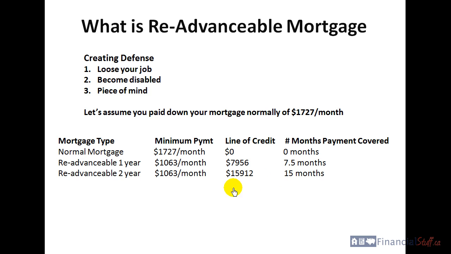At 2 years, again, the minimum payment is still $1,063. Your line of credit, $15,900, and that's 15 months worth of payments covered. Readvanceable for 3 years, again, 22 months. I find it funny when I hear about mortgages out there by certain banks. They talk about, in any given year, we'll give you a 1 month break if you want from your payment. Well, with a readvanceable, if it's structured properly, in this scenario, the person has 22 months worth of no payments if they chose to.